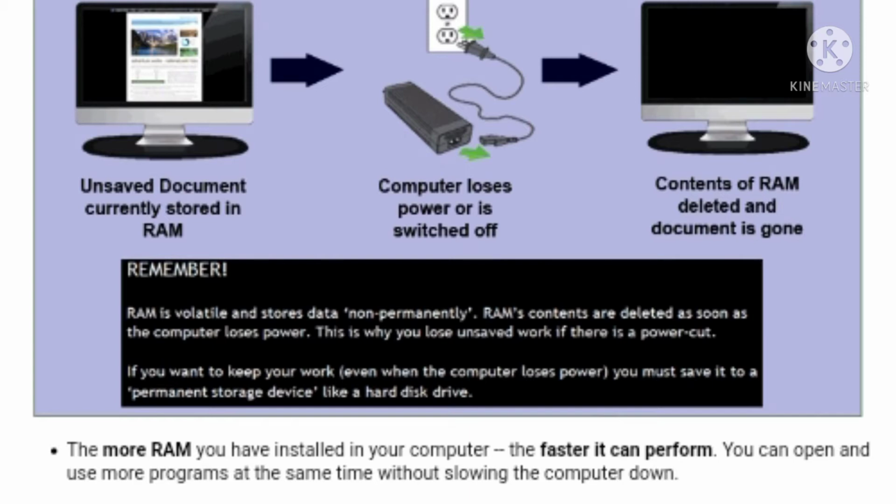If you want to keep your work even when the computer loses power, you must save it to a permanent storage device like a hard disk drive. The more RAM you have installed in your computer, the faster it can perform. You can open and use more programs at the same time without slowing the computer down.